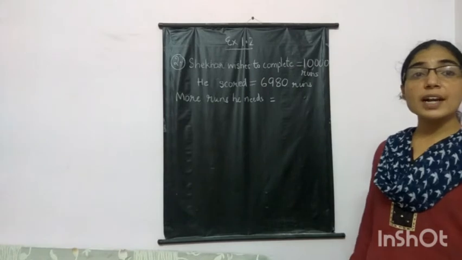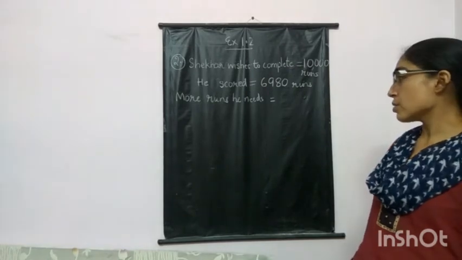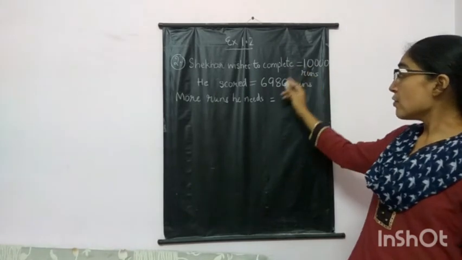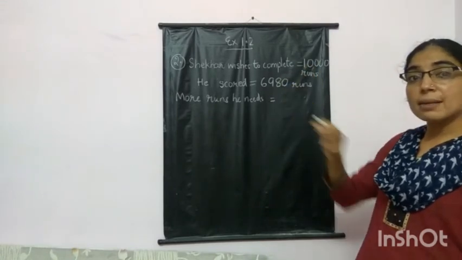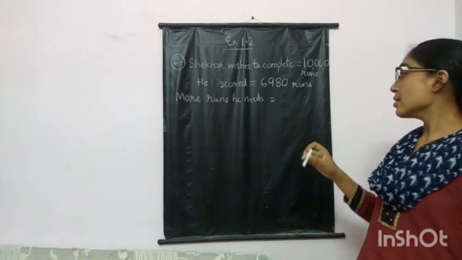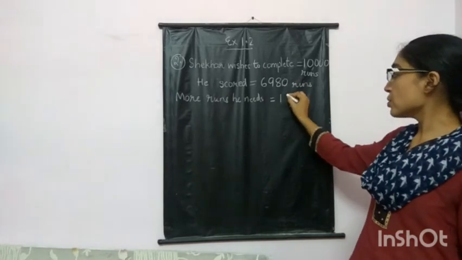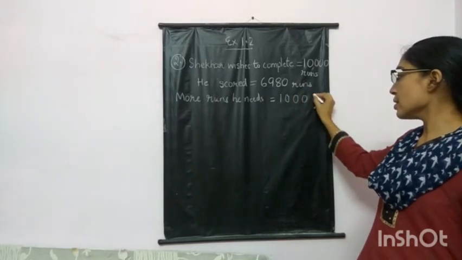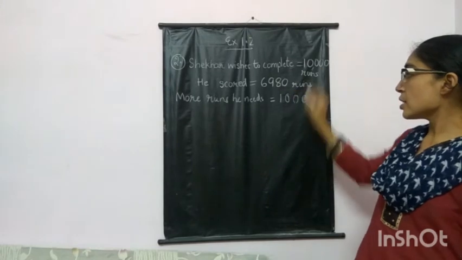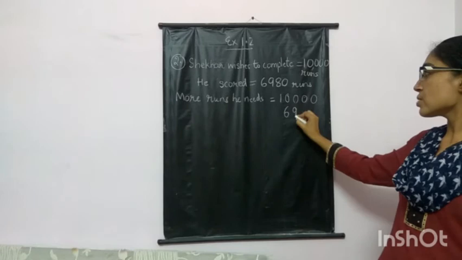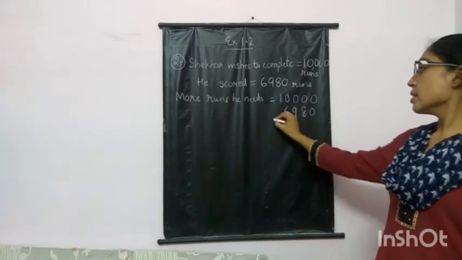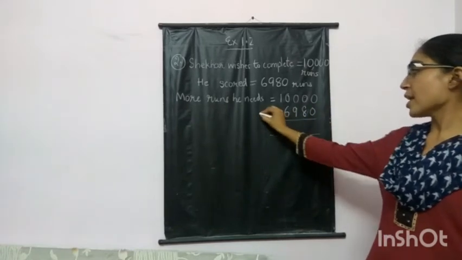So how can we find those remaining runs? If we subtract these two numbers, we will find the balance or the remaining runs needed. So what we will do, first of all we will write 10,000. This is the total he wishes to complete, and then we will write 6,980 and we will subtract it.